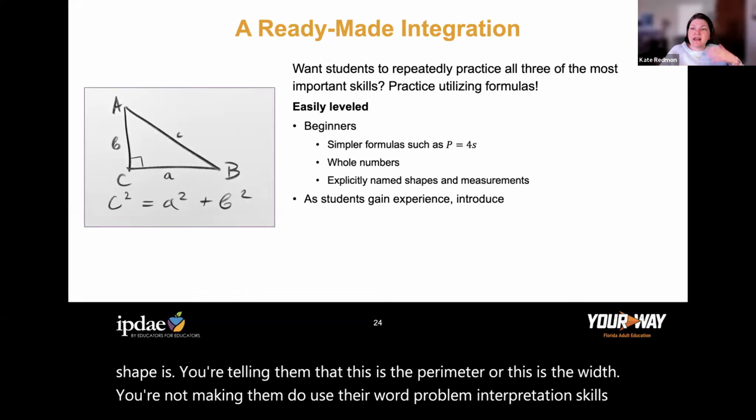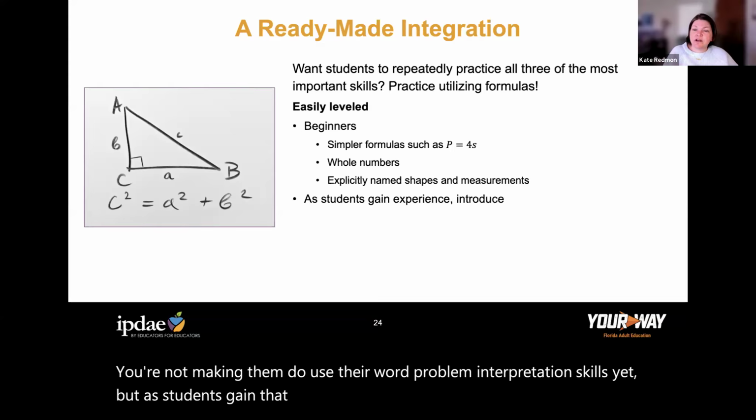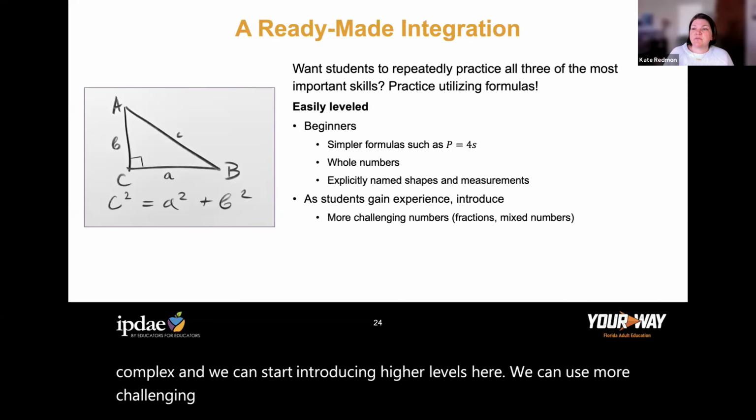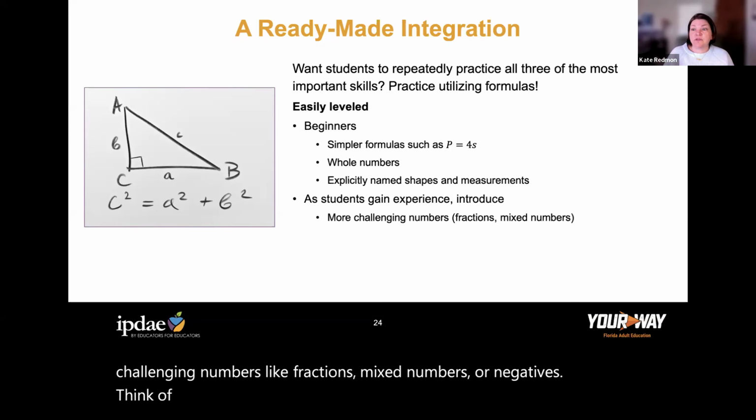But as students gain that experience, we can start making things more complex and we can start introducing higher levels here. We can use more challenging numbers like fractions, mixed numbers, or negatives. Think of the slope formula with negatives. Now that one is expert level, right?